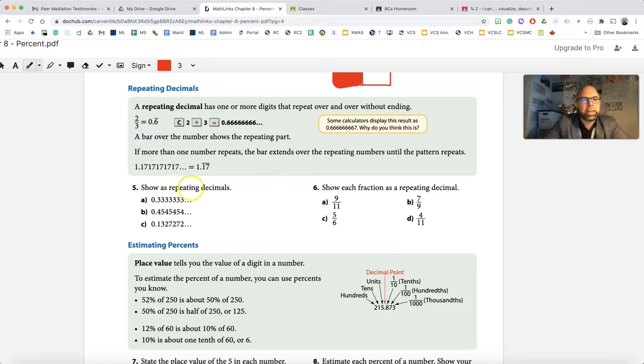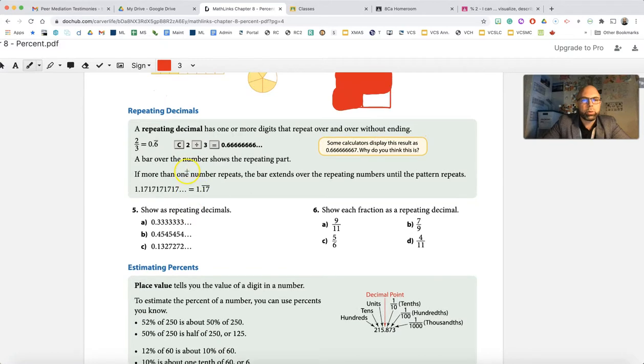Show as repeating decimals. That's important. So we need to talk briefly about this idea of repeating decimals. A repeating decimal has 1 or more digits that repeat over and over without ending into infinity. So 2/3 equals 0.6 repeating. We can just put that line over it. A bar over the number shows the repeating part. If more than one number repeats, the bar extends over the repeating numbers until the pattern repeats. So in this case, you can't just put the bar over the 7 because the next number is going to be a 1. So you've got to write the bar over the 1 and the 7.